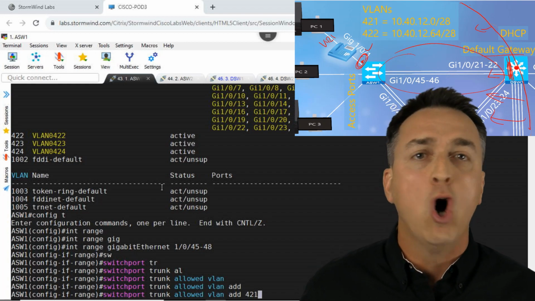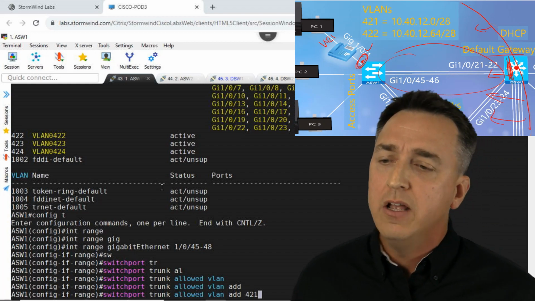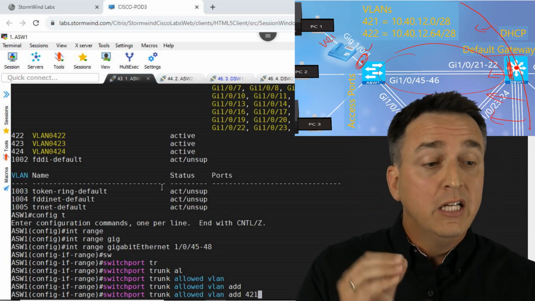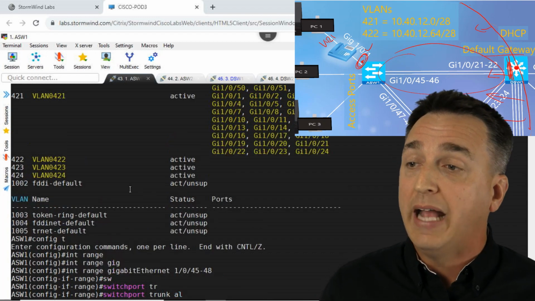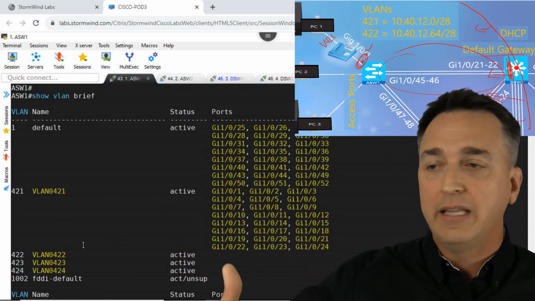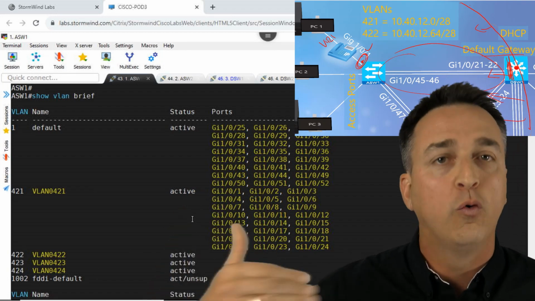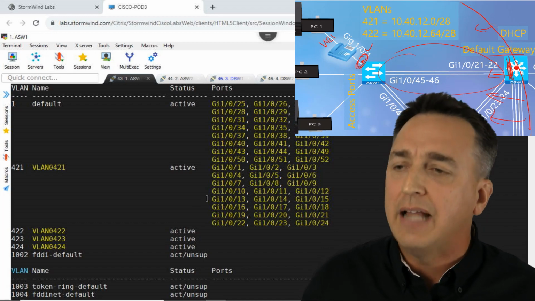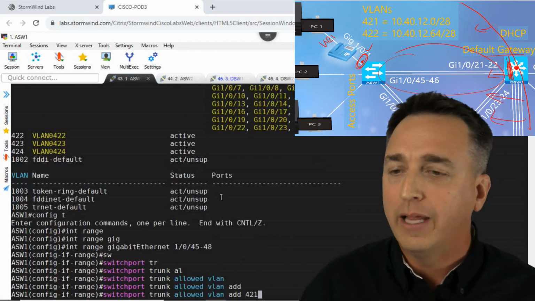I could type in all if I wanted to instead. Switchport trunk allowed VLAN all. Or maybe we want to just specify the exact VLANs we have. So we could say something like switchport trunk allowed VLANs 421, 422, 423, 420, which would be the recommendation. Only add the VLANs that you need to for your environment.